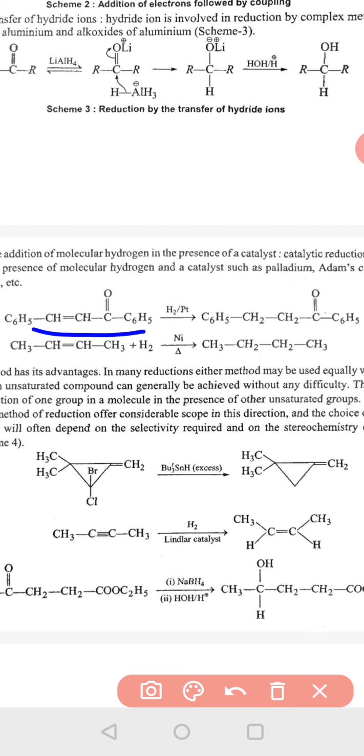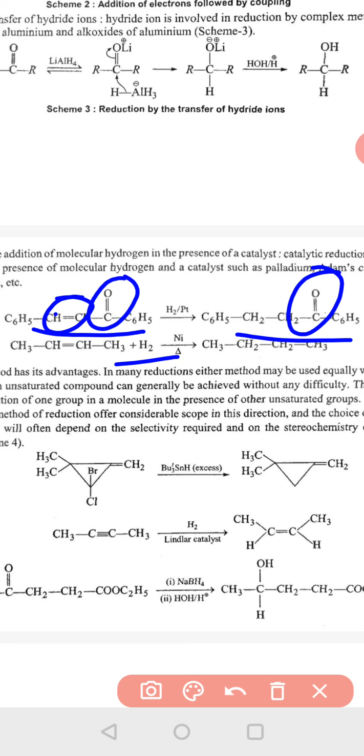This is the substrate which has two unsaturated sites. This is C=O and this is an alkene. This catalytic hydrogenation reduces specifically the C=C double bond and we get this product where this C=O double bond is left untouched. Second is a simple catalytic reduction of an alkene and we get the saturated product.